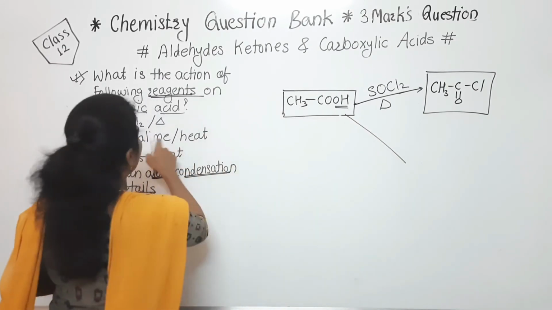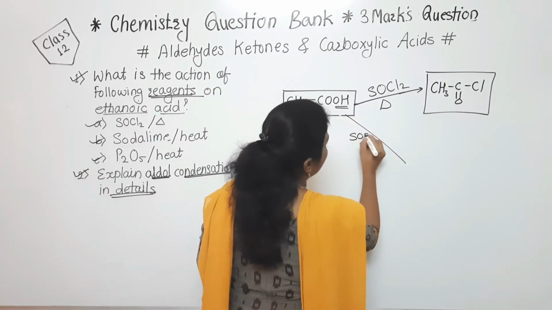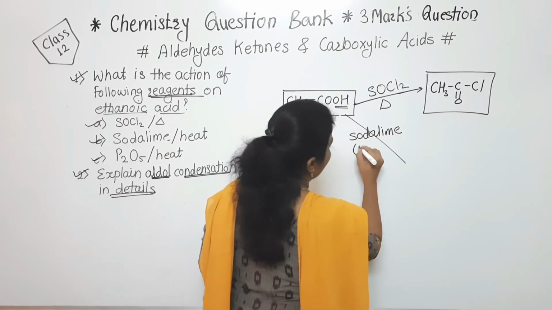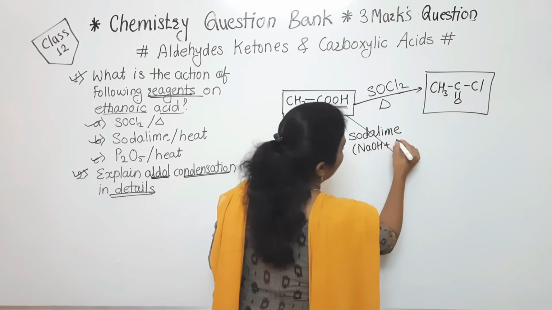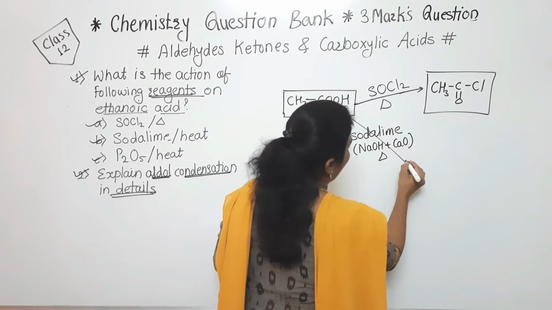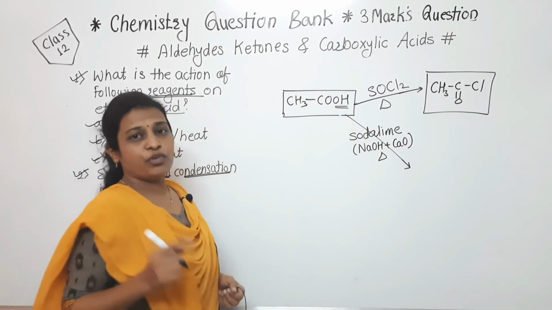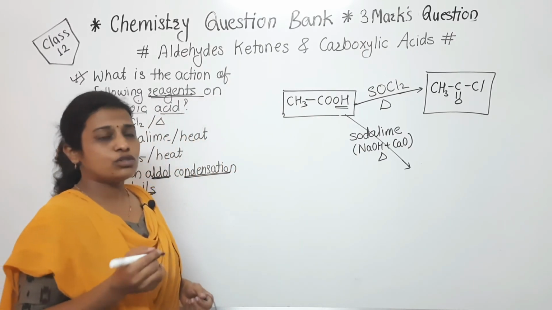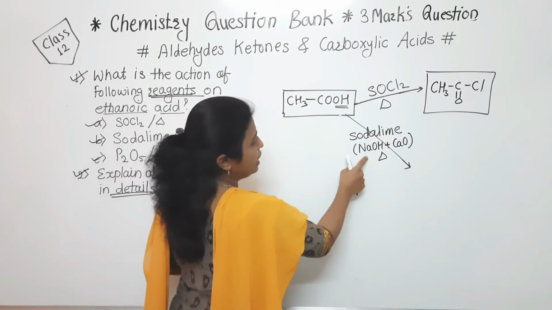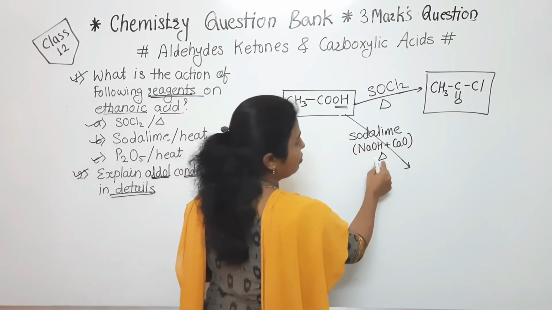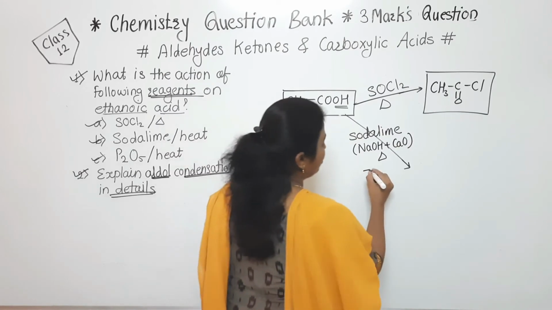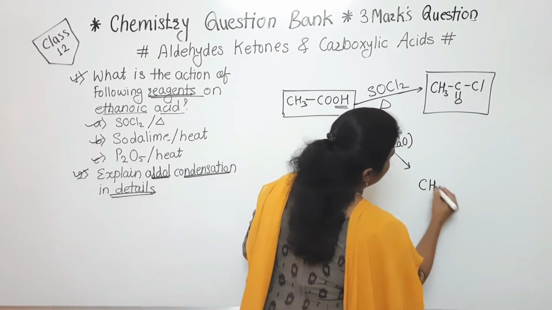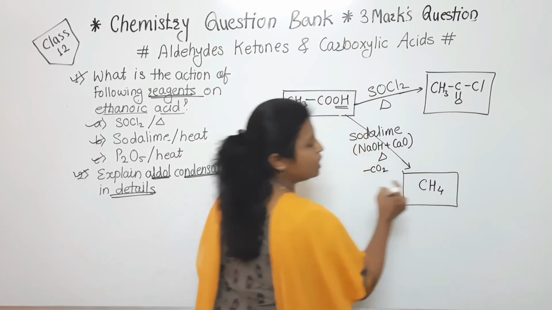Second one is soda lime. Now what is soda lime? Soda lime is a mixture of NaOH and calcium oxide. We have to heat it. Actually, in the first step, we have to treat it with NaOH, so it will get converted into the sodium salt of ethanoic acid, and after that, treating with soda lime and heating, there will be removal of CO2, and finally we will get the product, that is CH4, which is nothing but methane.